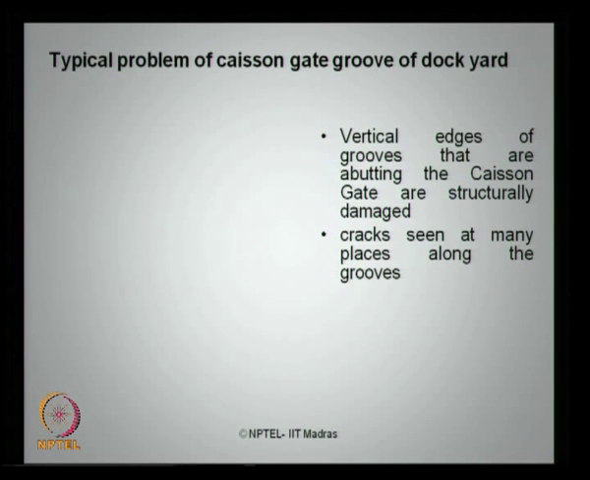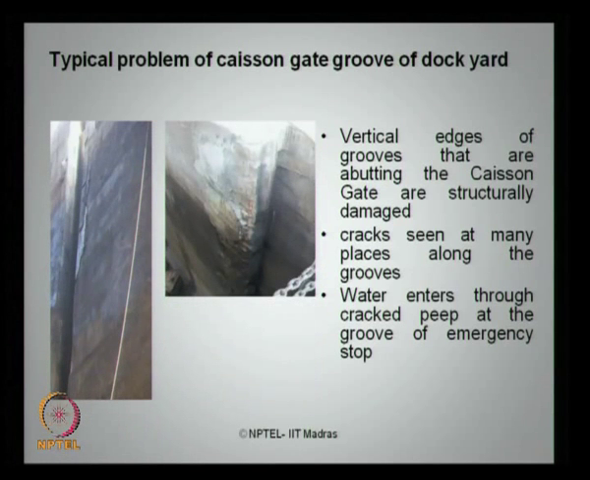If you look at a typical case example of a caisson gate groove of a dockyard which we examined, the picture shows you the dockyard gate, the caisson gate, which is damaged. The vertical edges of the groove, as you see here, these are the vertical edges of the caisson gate groove, which are extensively damaged because of the impact caused by the caisson gate. The vertical edges of the groove abutting the caisson gate seem to be structurally damaged.